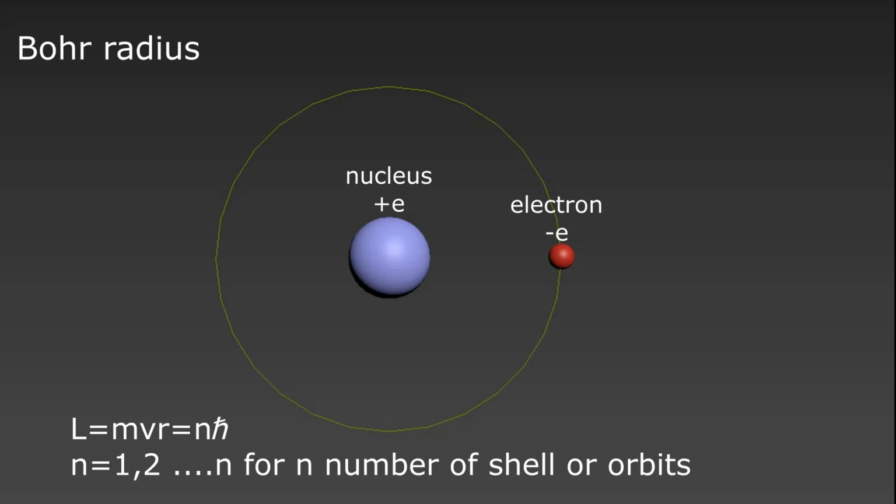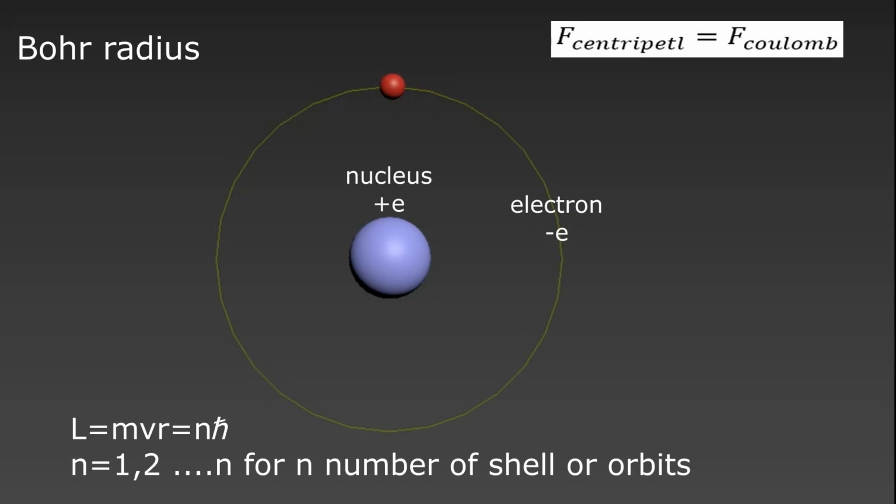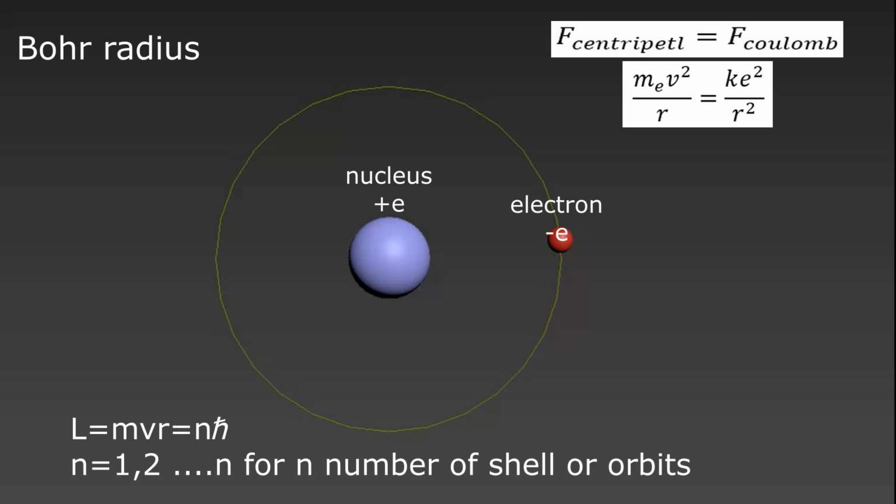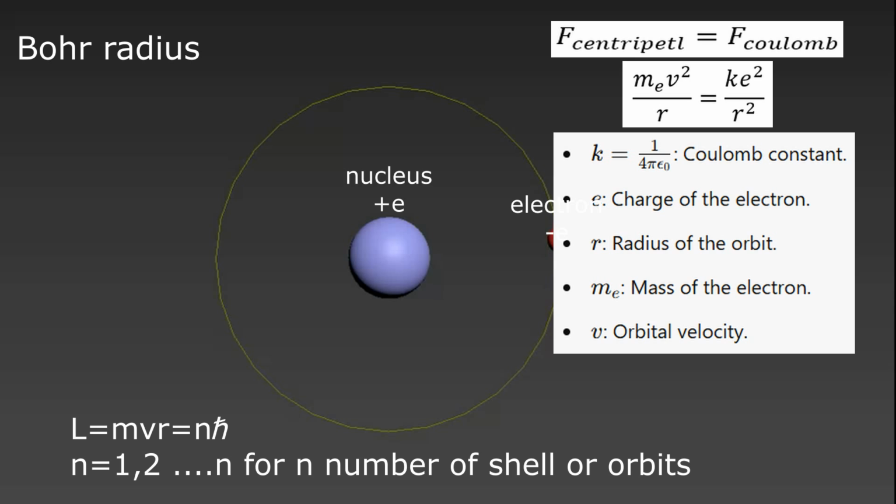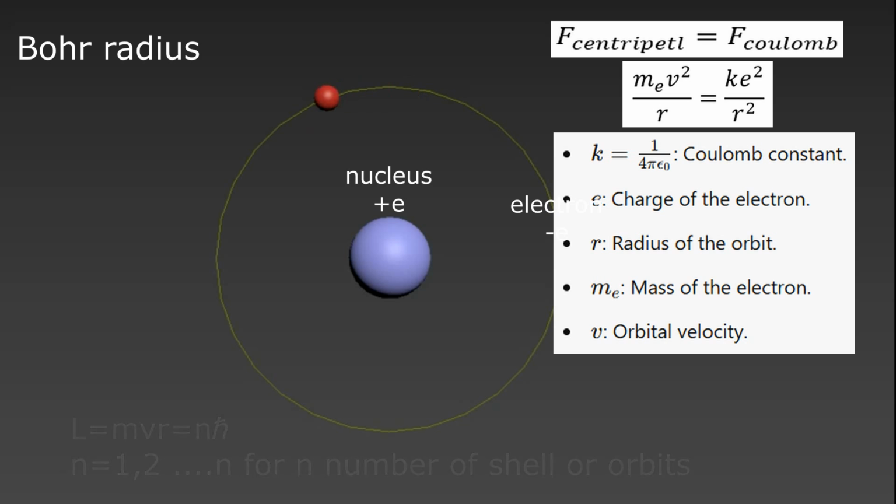First, let's analyze the forces acting on the electron. The centripetal force that keeps the electron in its circular orbit is provided by the Coulomb force between the electron and the nucleus. Here, K is the Coulomb constant, e is the charge of the electron, r is the radius of the orbit, m is the mass of the electron, and v is the orbital velocity.